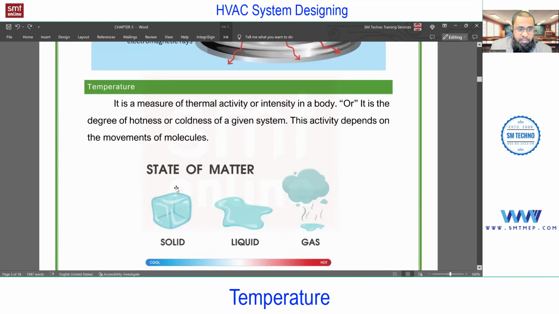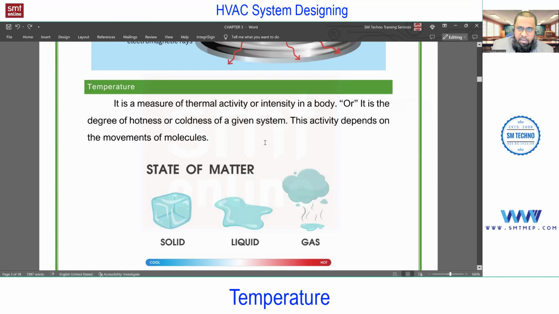Temperature is very, very important. At the beginning of this session, we discussed that temperature and heat are not the same, right? Heat is energy, and the intensity of that energy is temperature. So you see, this is important. It's a measure of thermal activity or intensity in a body, not the heat content or thermal energy. The thermal energy or heat content is heat, but temperature is the intensity of that. It's a measure of thermal activity or intensity in a body, or a degree of hotness or coldness of a given system.